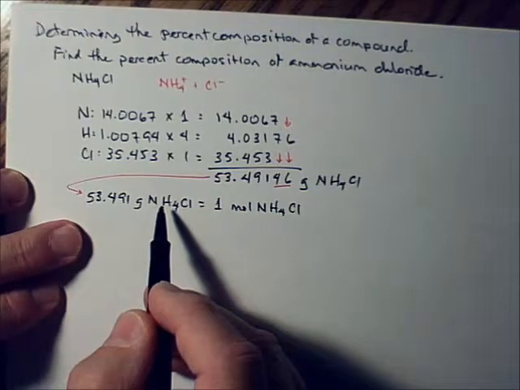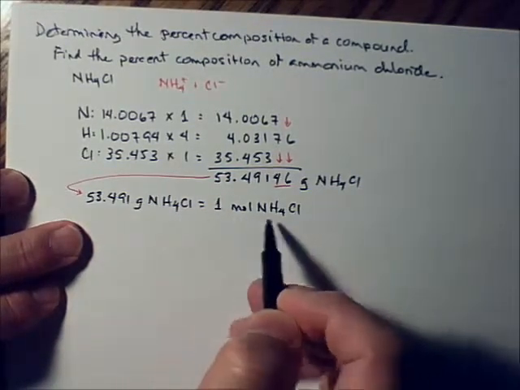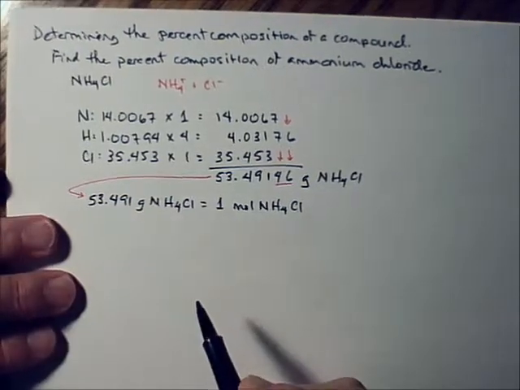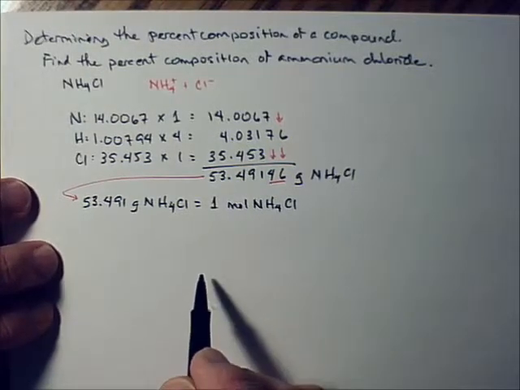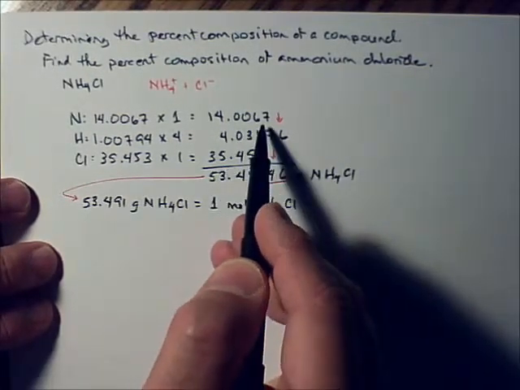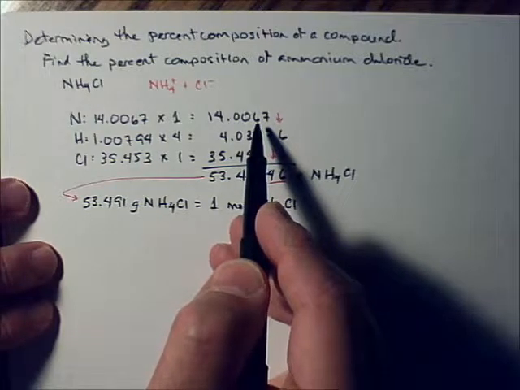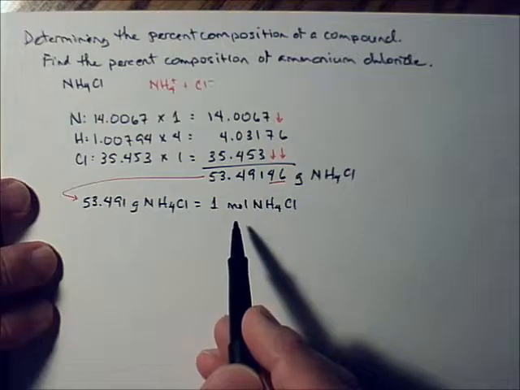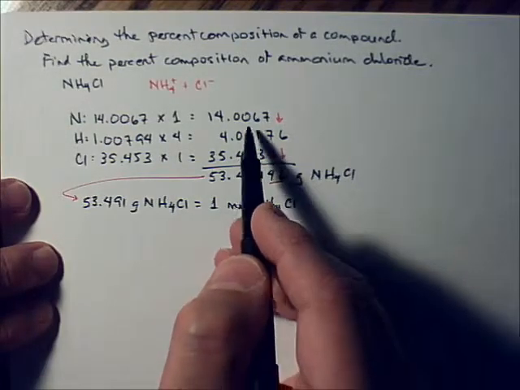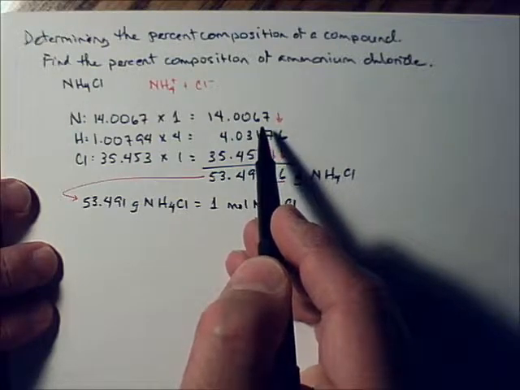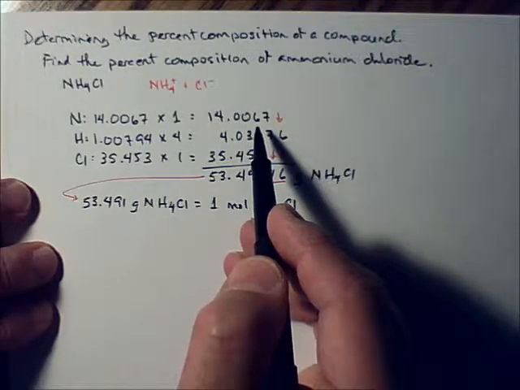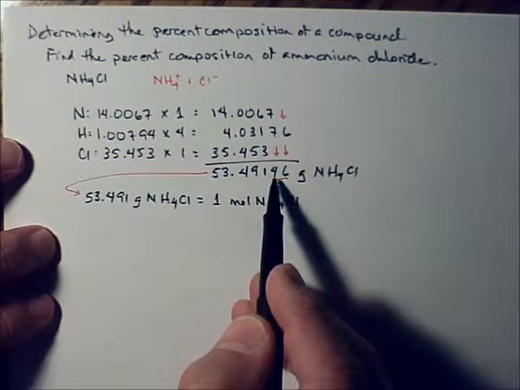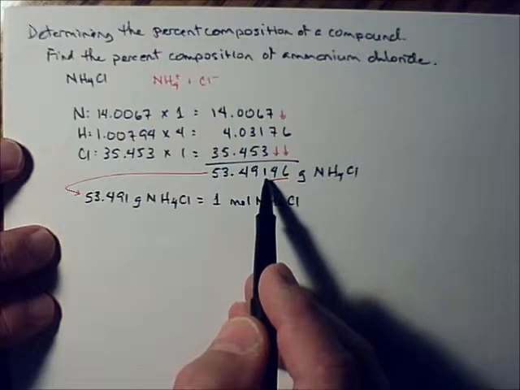Okay, so the mass of ammonium chloride in 1 mole of ammonium chloride is 53.491 grams. That's the definition of molar mass. However, this is the mass in grams of the nitrogen in a mole of ammonium chloride. In 1 mole of ammonium chloride, this is the mass of the nitrogen. Does that make sense? The digit before this would have to be 5 or higher to round the 1 up to a 2.